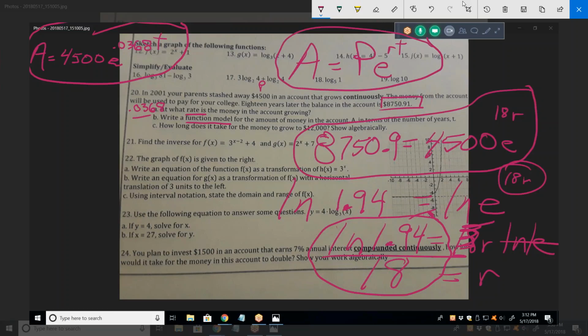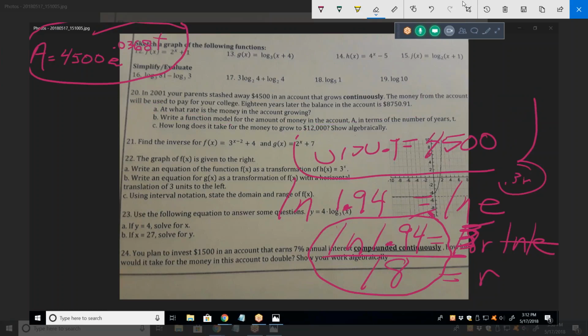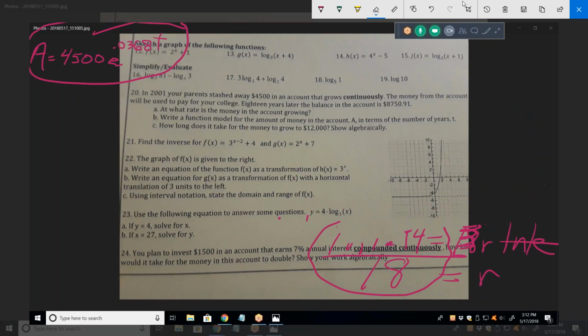How long does it take for the money to grow to 12,000? Show it algebraically. So I'm erasing everything on this side because we've got our function. So how do you answer number C? So you just solve that equation, right, for A.